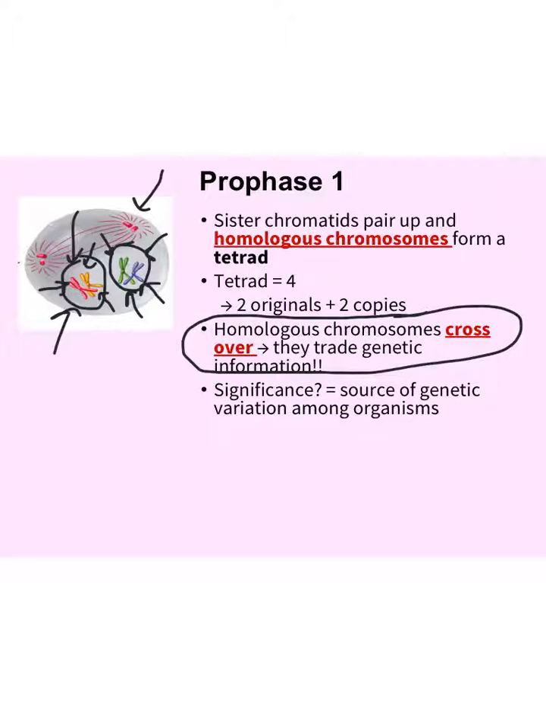What is the significance of this? It is a big source of genetic variation or variety in organisms. Basically, crossing over is one of the reasons why, if you have 6 kids, they are not going to look exactly the same. Unless you have identical twins, your kids will all look somewhat different. They'll have different traits. One of those reasons is because crossing over increases genetic diversity.